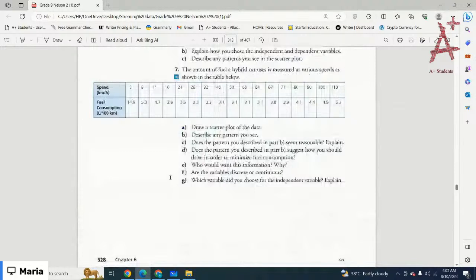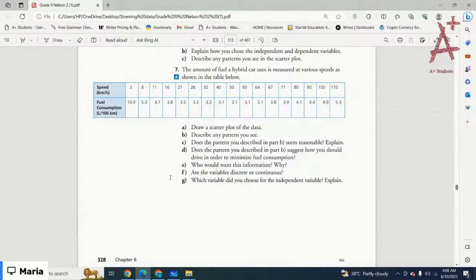Okay, let's just start with question number 7. Let me read the question again. The amount of fuel a hybrid car uses is measured at various speeds as shown in the table below. Draw a scatter plot of the data. You are given the data, you have to plot a scatter plot. Describe any pattern you see.